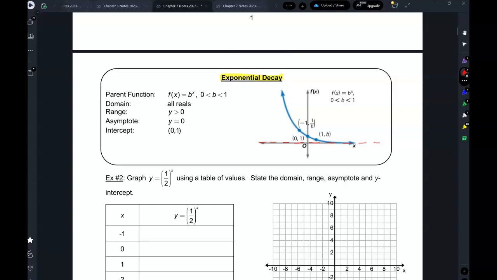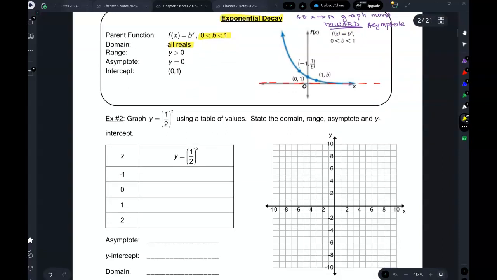All right. So we know that a function is exponential decay when the value of b is between 0 and 1, like a fraction less than 1. This is how the graph looks. As x approaches infinity, the graph moves toward the x-axis, the asymptote, sorry. Again, the domain is all real numbers, and everything else is the same.